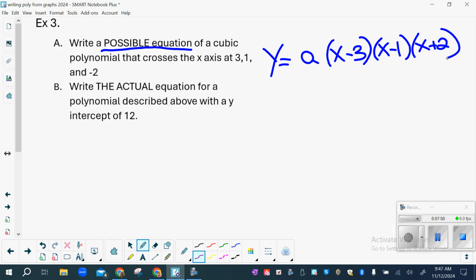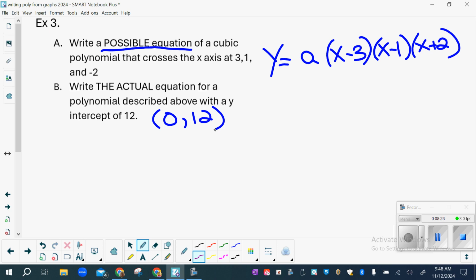Now, the next one says we need a little bit of help here because we want the exact equation. So here's what it tells you. It gives you a point on your graph. And you're like, Miss T, it doesn't give me a helping point. It does. It says it crosses the y-axis at 12. You know what that point is? 0, 12. Do I freak out about that? No, because I love 0. I love plugging in 0.